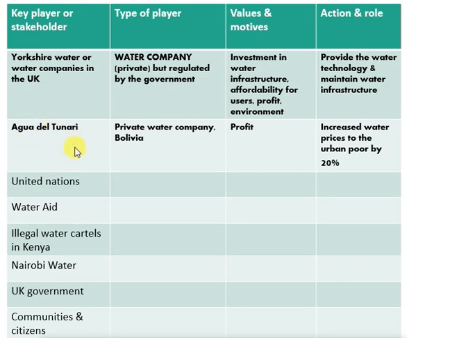Compare that with a water company in Bolivia called Aguas del Tunari. It's a private water company based in Bolivia, a developing country. Values and motives, well, really, profit. The government sold this company the water rights, and what did they do? Increase the water price to the urban poor by 20%. And then another key player, communities and citizens, weren't having it and they rioted, protested and kicked off, and the government backpedaled. So, pause the video, draw the table.